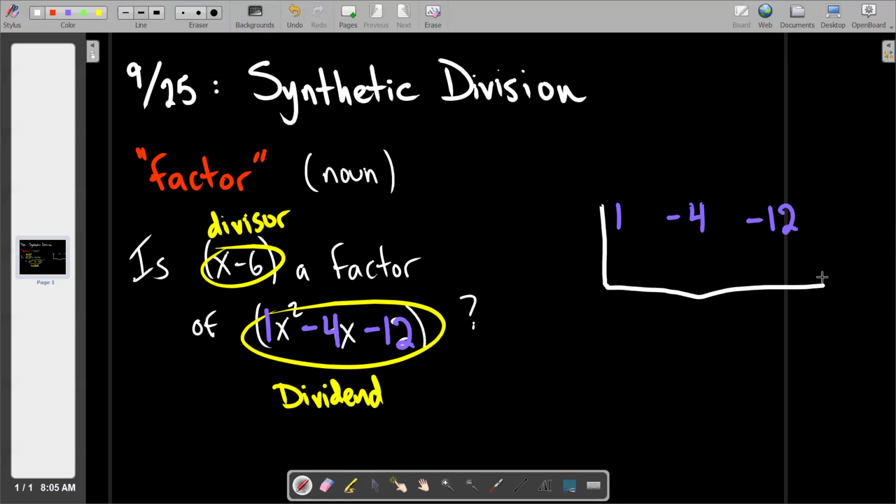Now, in order to perform synthetic division, what you have to do is use the number that would make the divisor equal 0. So incoming green, there's no green on the board, so I can use it now. You see this green thing? What number could I put in place of x to make the green thing equal 0? +6, so I'm going to put a 6 right here. And what we're about to do is answer the question of, is x minus 6 a factor of 1x squared minus 4x minus 12? So here comes an algorithm.